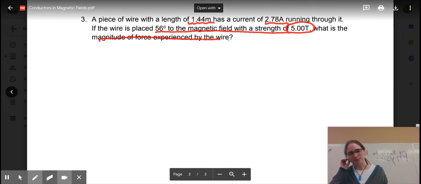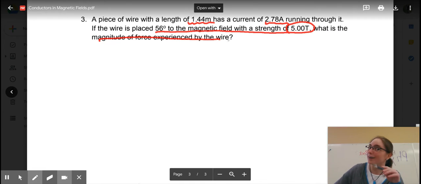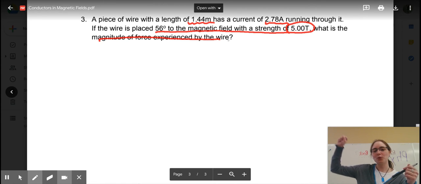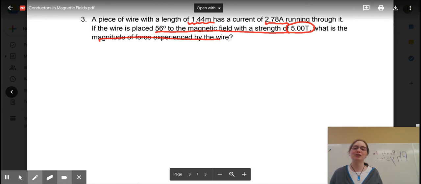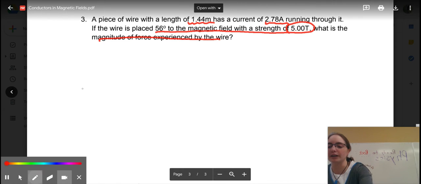Now, we have a problem. We're at an angle, guys. And remember, our equation is that of perpendicular. So we need to go and do some trig, your favorite trig, woo! And we are going to be determining the length of the wire that's actually perpendicular to the field. So let's draw this. And let's do blue for our magnetic field. That's kind of what we've been using so far.